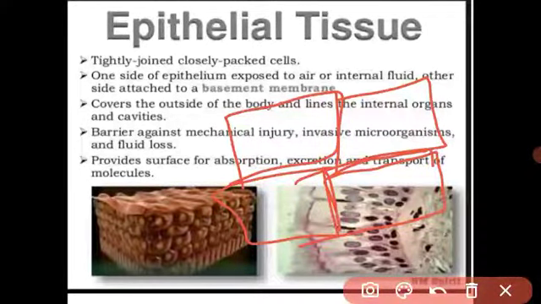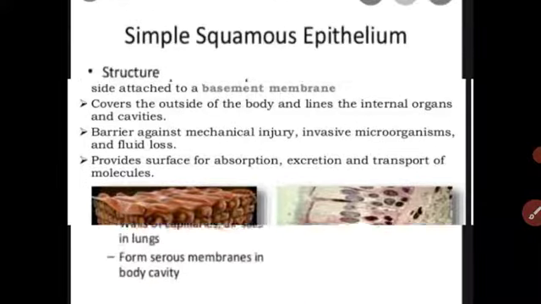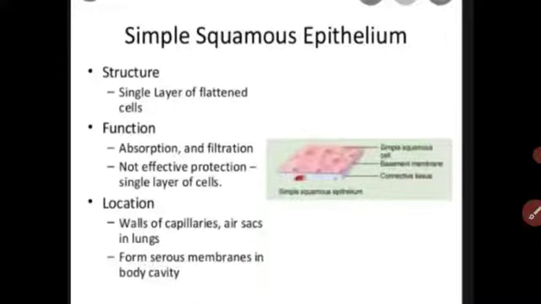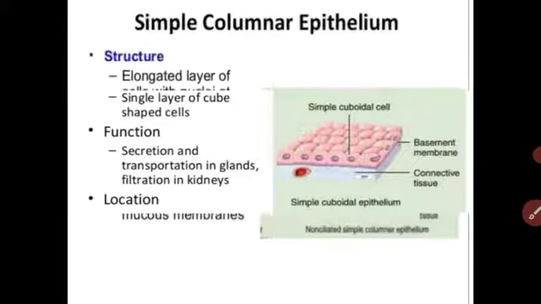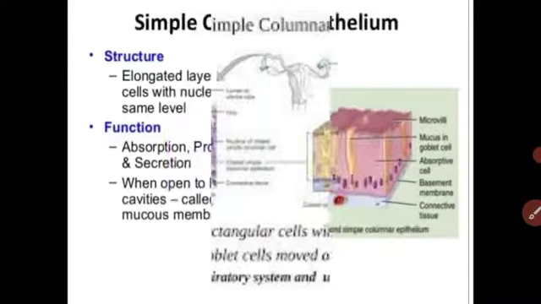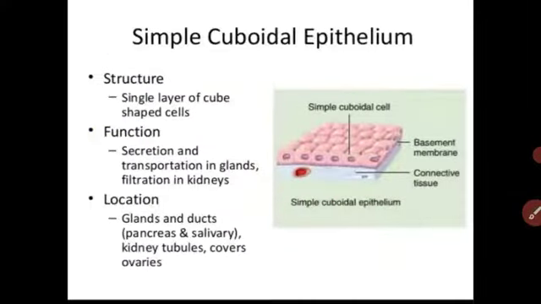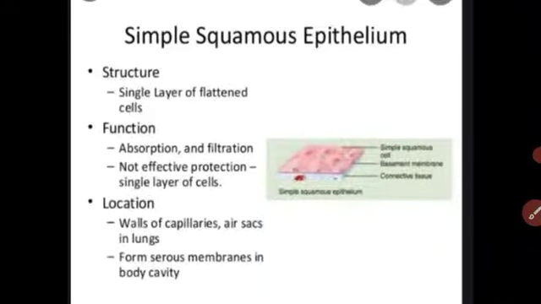Got it, students? And the epithelial tissue, on the basis of the shape of its cells, is classified into four types. So let us see the types of epithelial tissue. In the previous classes also I explained about this. There are four types of epithelial tissue: squamous epithelial tissue, cuboidal epithelial tissue, columnar epithelial tissue and ciliated columnar epithelial tissue. These four types of epithelial tissue are in our syllabus, and we have to study them.